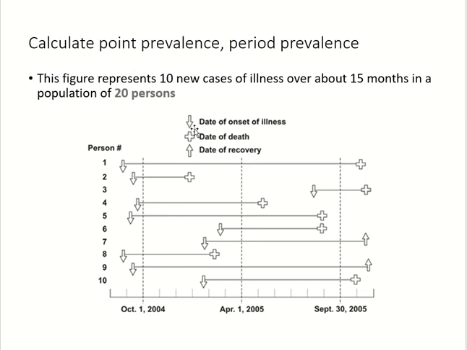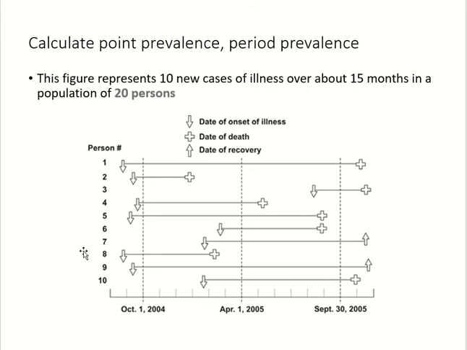Okay. So the way you're going to read this is the following. A downward arrow is the date of onset of the illness. A plus means the person died, and an up arrow means the person recovered. And the period of interest starts on October 1st, 2004 and ends on September 30, 2005. Okay. And we have 10 persons, 1, 2, 3, up to 10, and for every one of them we have the date when the disease started and the date that they either recovered or they died.